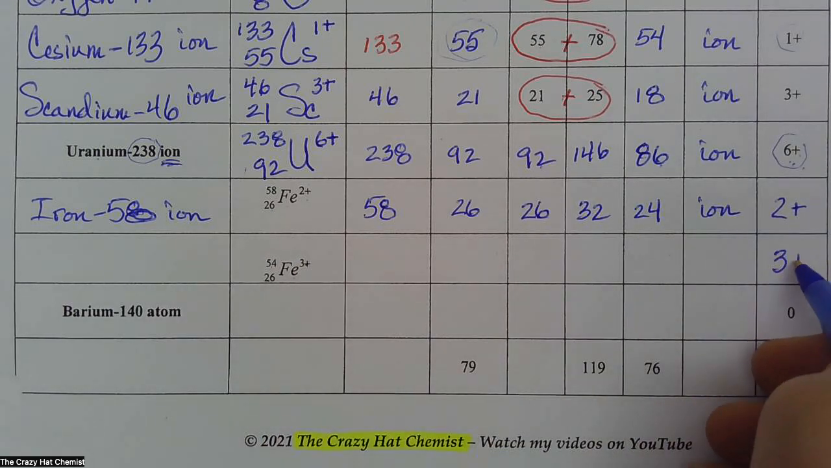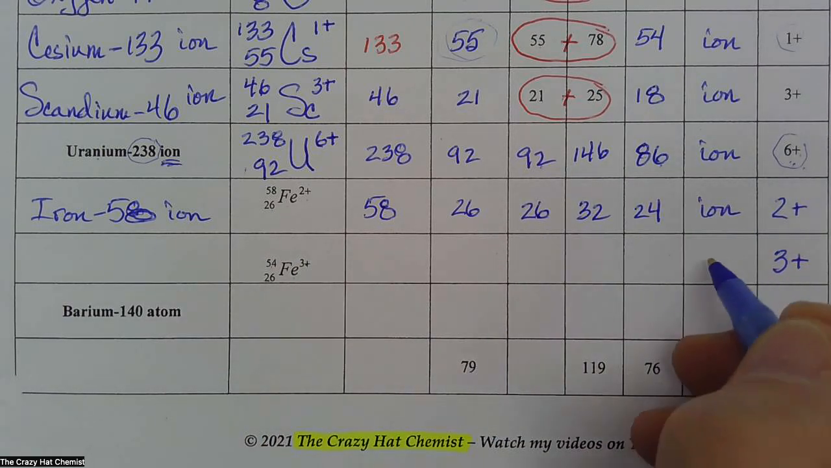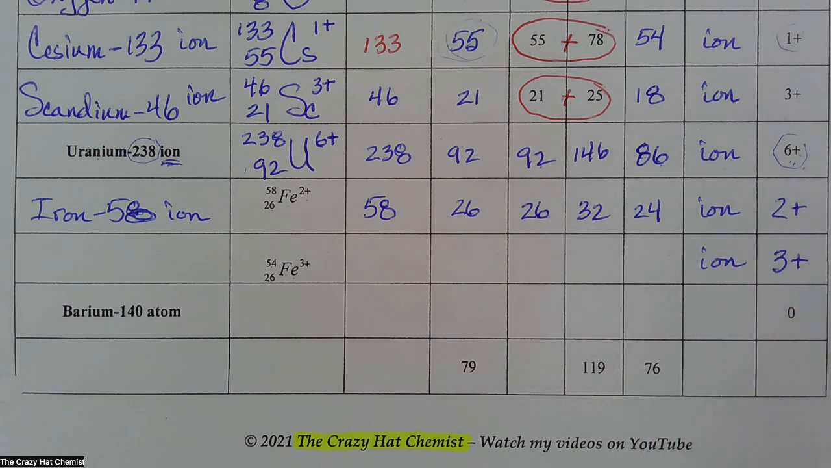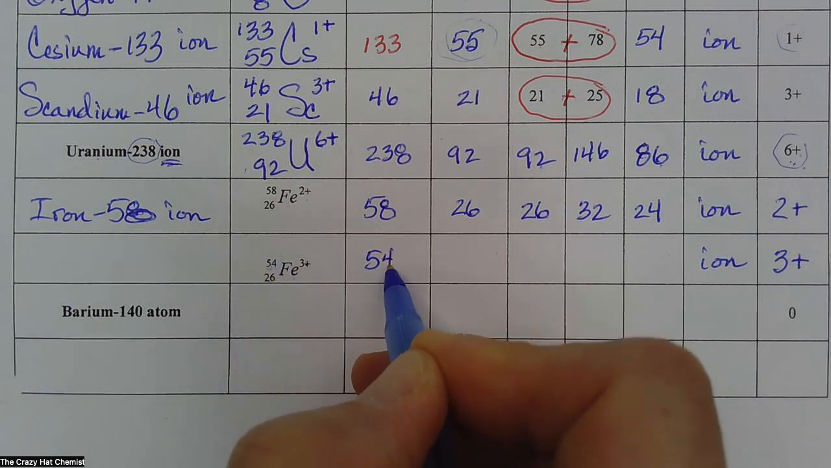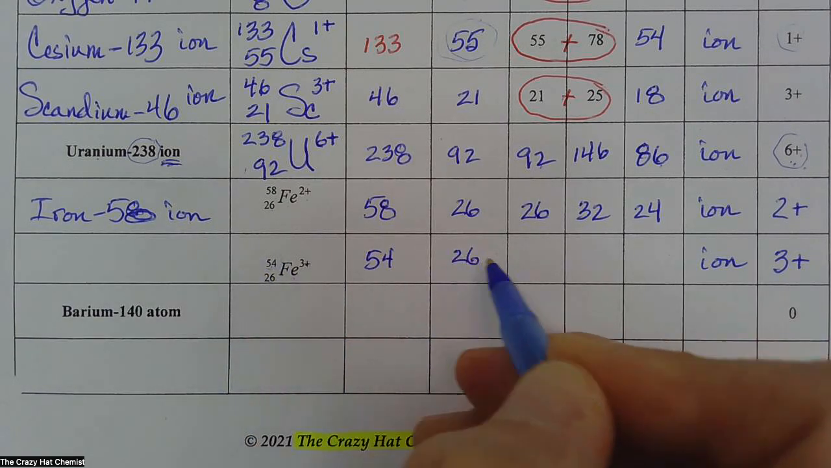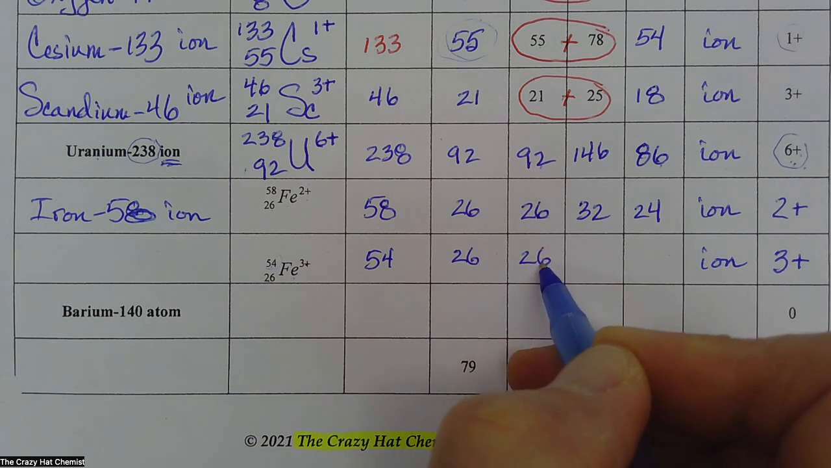This has a 3+ charge. Since it has a charge other than 0, it's an ion. And this one we're going to be able to do much faster than the last one because we have most of the previous material here. So we have the atomic mass, that is a 54. The atomic number, 26. The number of protons, 26.